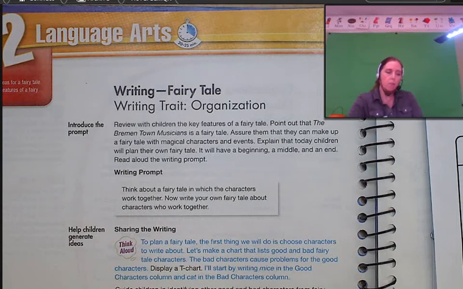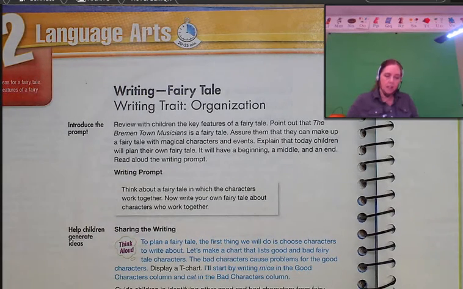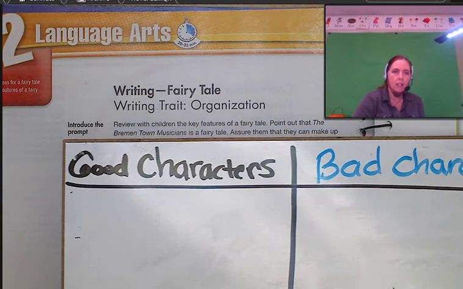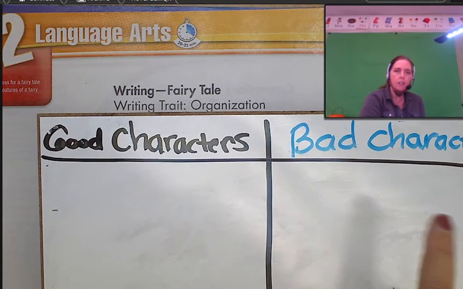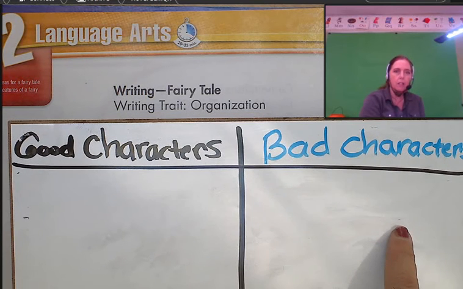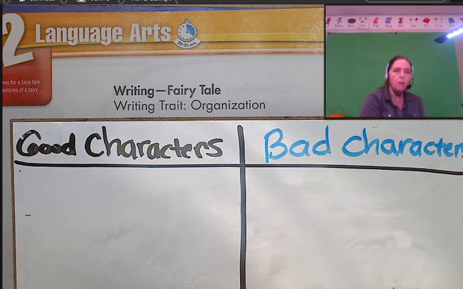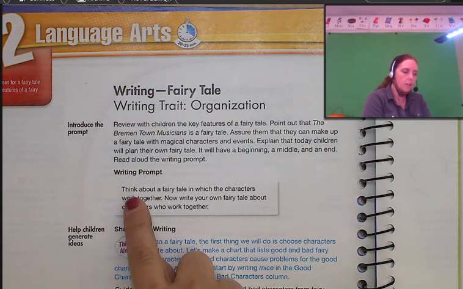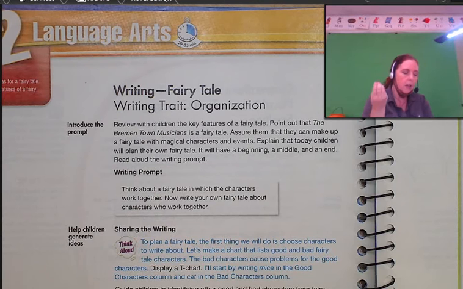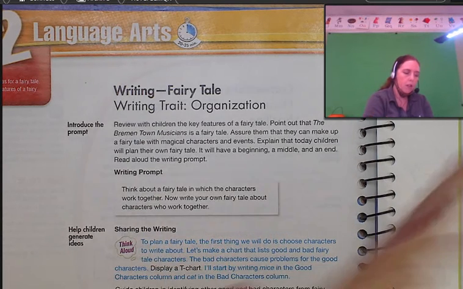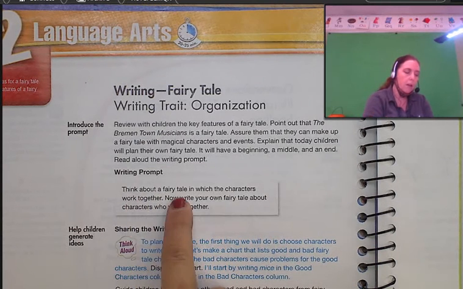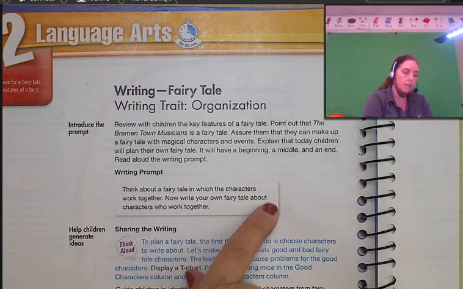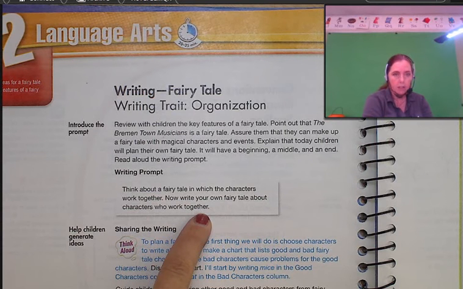But what we're going to do first is I'm going to show you this. So what I have here is good characters and bad characters. I just made a chart like this to show you how you can start putting this together. And the writing prompt, a writing prompt is something that you're going to write about. So in this week, you're going to think about a fairy tale in which the characters work together. Now write your own fairy tale about characters who work together.